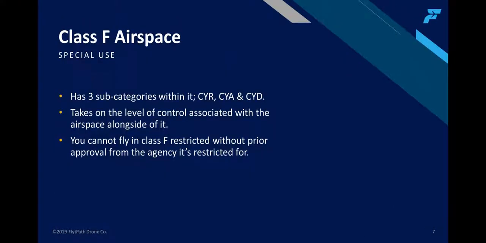Class F airspace. This is designated as special use. It has 3 subcategories within it. They are CYR, CYA, and CYD. This takes on the level of control associated with the airspace alongside of it, and you cannot fly in Class F restricted airspace without prior approval from the agency it's restricted for.